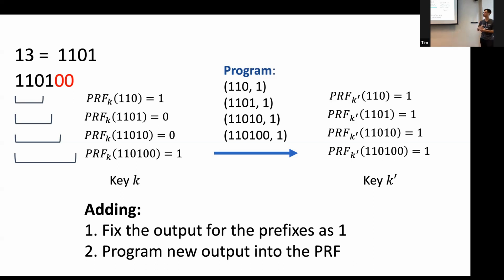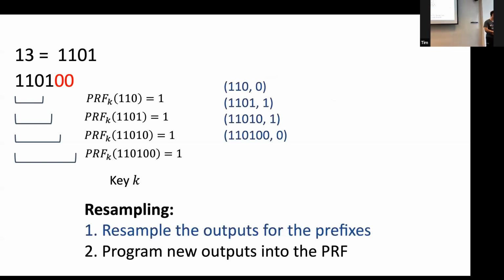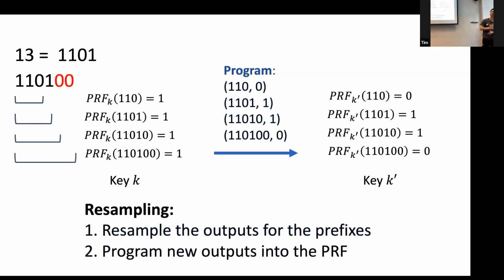Yeah, basically you just program one more time. Originally, if 13 is included in the set, we simply resample the outcome of the prefixes, and now that's a resampling. So we resample the output for the prefixes, and in some way 13 is resampled, and that's done. So we have a new key K prime, and in this new key K prime, 13 is resampled using the programmer.